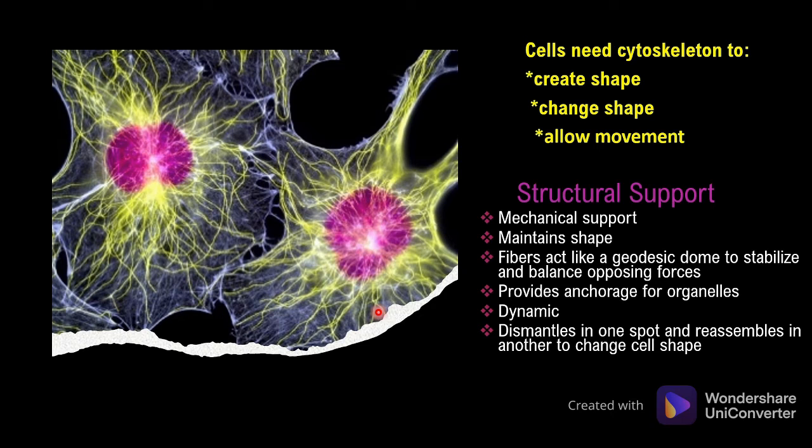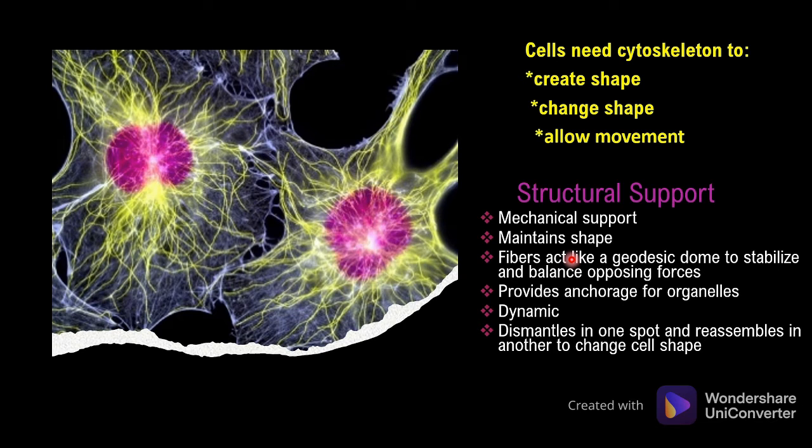In this slide, you can also see two cells, and in this the yellow color is showing the cytoskeleton. So again we are repeating here that the cytoskeleton is to create the shape, to change the shape, as well as to allow the movement. So it is providing mechanical support to the cell, and it is maintaining the shape of the cell.